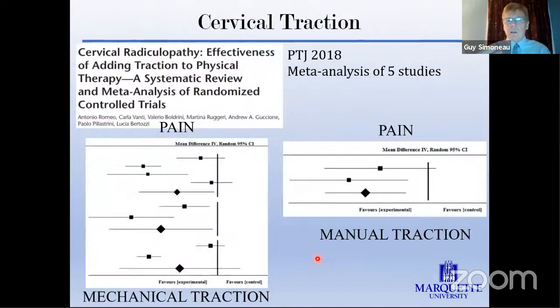And there's been a nice recent randomized literature review that compared studies treating people with cervical radiculopathy that used cervical traction versus did not use cervical traction. And by and large, they found that either manual traction or mechanical traction had an overall benefit to the provision of physical therapy. So you should look at cervical traction as maybe being the most, I don't want to say most important, but one of the important interventions to do in that group to improve your outcome.